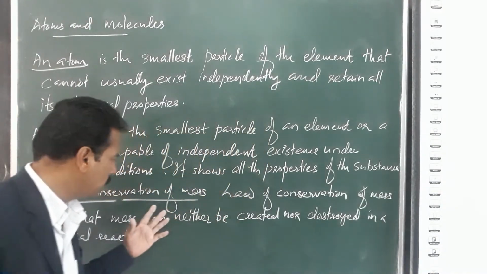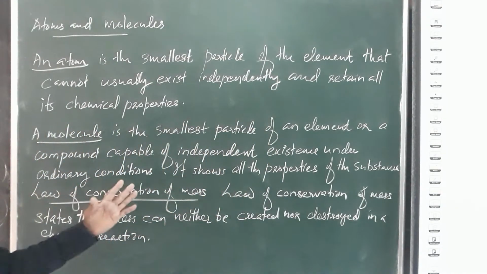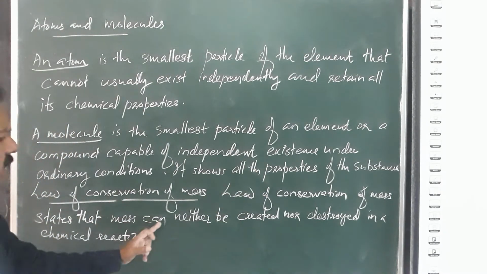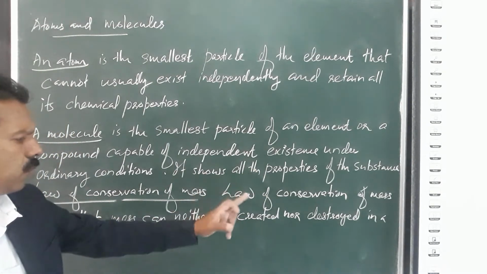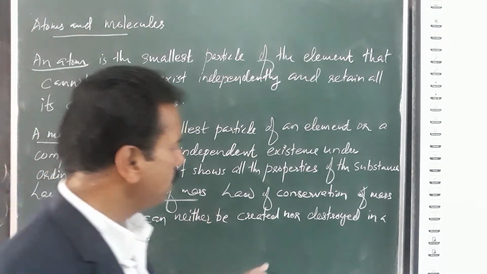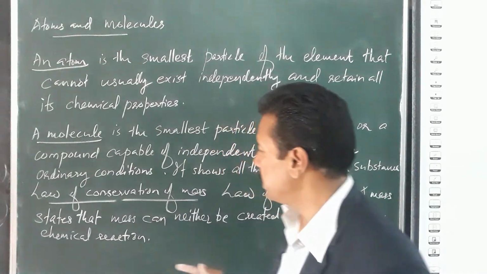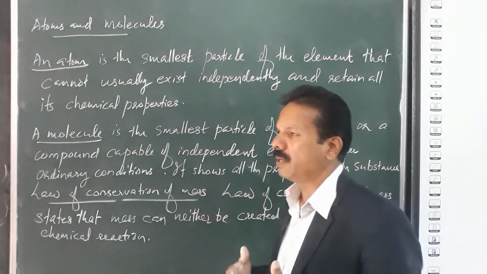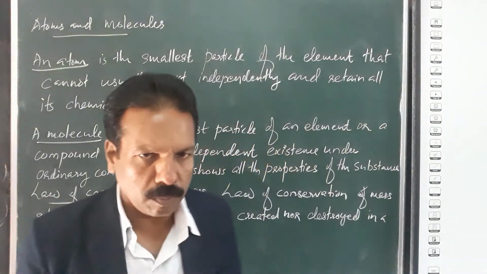Just look at this law of conservation of mass. Law of conservation of mass states that mass can neither be created nor destroyed in a chemical reaction. We cannot destroy matter in this world. It will transform from one form to another form.